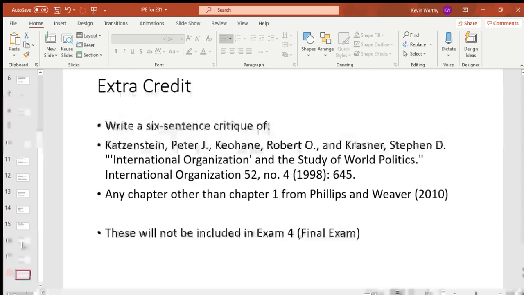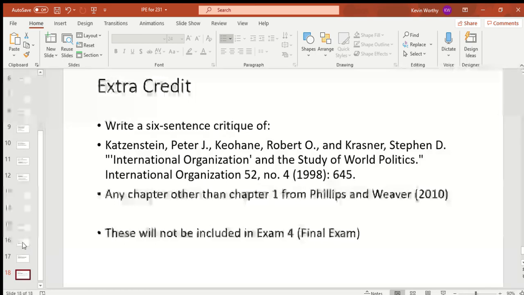The last part is the extra credit. So I want you to take either any chapter other than chapter 1 from Phillips and Weaver, or the Katzenstein, Keohane, and Krasner. It's a really good article. It's just a little long, and I don't want you to get bogged down in this for this exam. They will not be included in the exam. So I want you, if you have read this and you're like, well, I read it and now I've read it for nothing, write a critique of it. Or if you haven't read it, right, go through this article, write a critique of it, use 6 sentences, right?